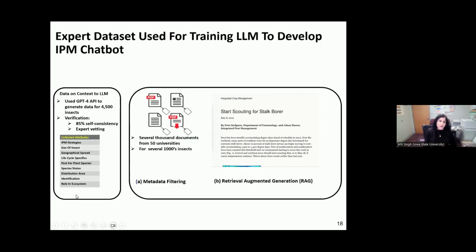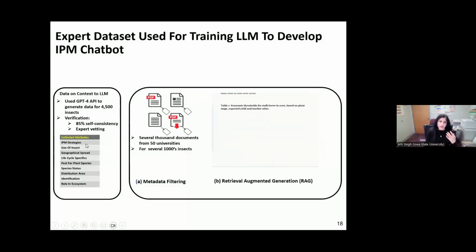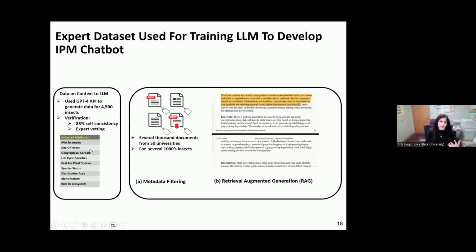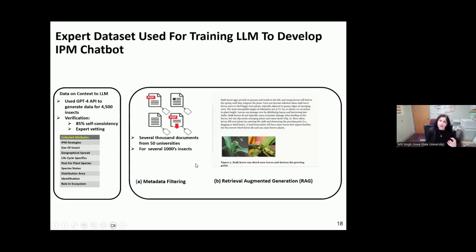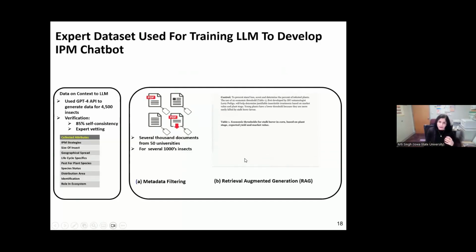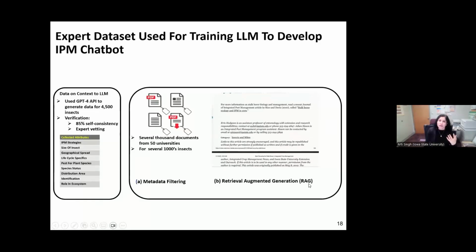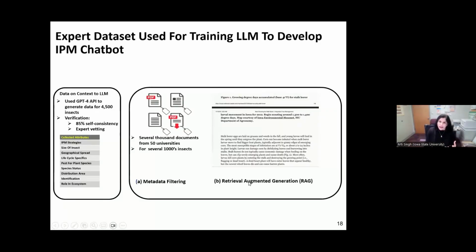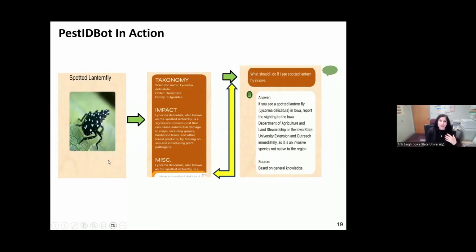So what we did was, for these 4,000 insects, we generated the context in the form of what the IPM strategies are, what the scientific name is, what the size of the insect is, all this context. And then we used that context along with these documents to train a large language model. Using retrieval augmented generation, we were able to create a chatbot and link it with these detection apps. So now, when you click our PestID app, you can take a picture, and then you will have this question box here where you can ask questions.